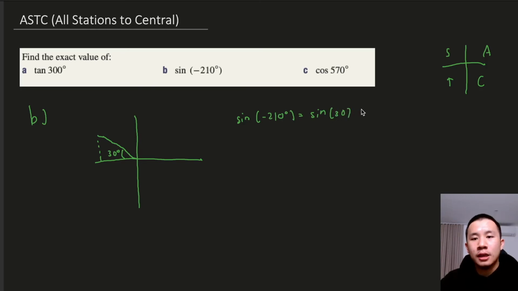And you can actually figure out sine 30 using the same triangle I drew before. I'll let you guys figure out what sine 30 is, but sine 30 should be half. So sine negative 210 is equal to half.